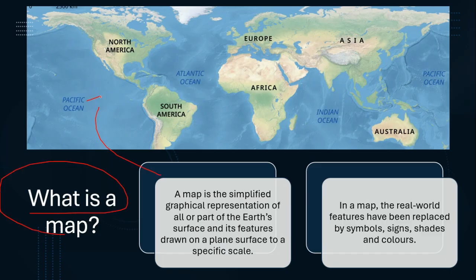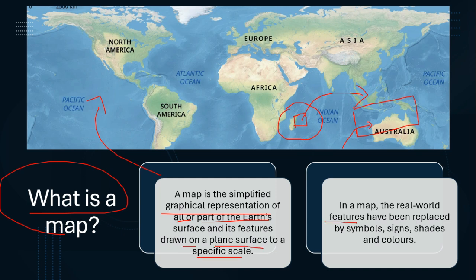Here is an image of a world map. A map is a simplified graphical representation. Like our globe or Earth, a 3D sphere, we take any area of the whole Earth and present it on 2D paper. The 2D representation of the globe is called a map, where we can represent all or part of the Earth's surface and its features drawn on a plane surface to a scale.